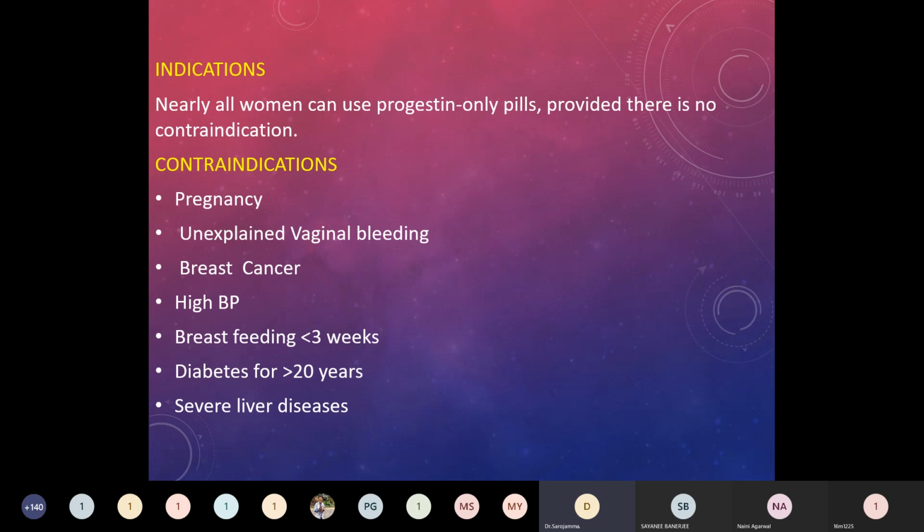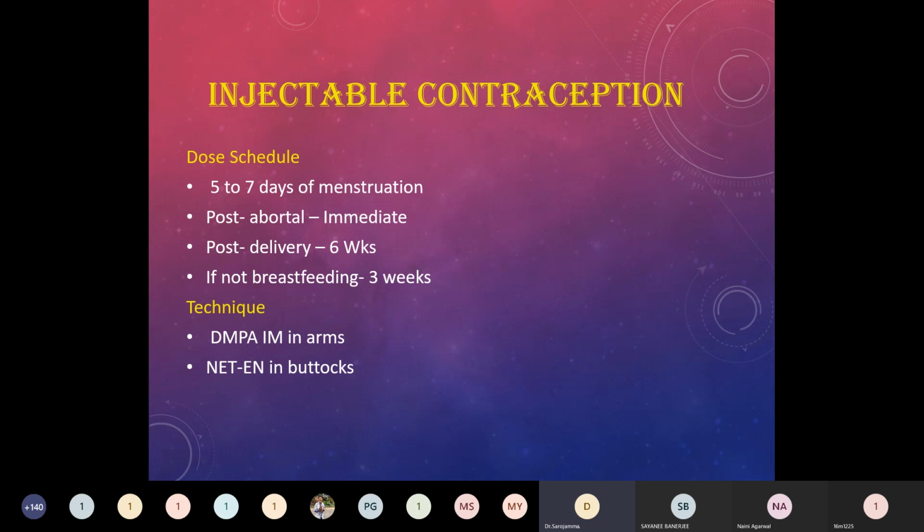Mechanism of action is, as you all know, by inhibition of ovulation and thickening of the cervical mucus. Indications, already told, there is no contraindication where it can be used, where estrogen cannot be used. Contraindications are like any other progesterone preparations: hormonal pregnancy is a contraindication, unexplained bleeding, breast cancer, high BP, breastfeeding less than 3 weeks, and diabetes of more than 20 years, severe liver disease. These are common for all the preparations.